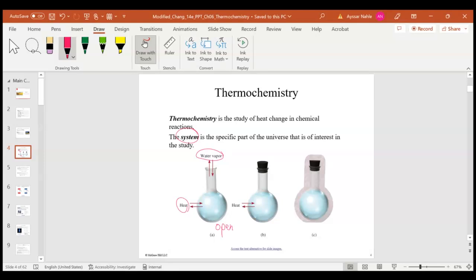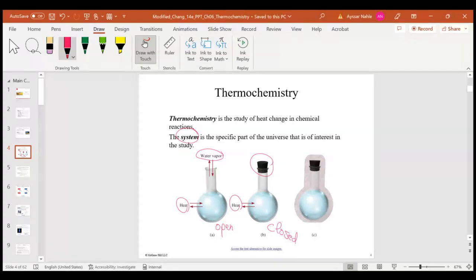The other type of system we call a closed system. Now you can see here the system is closed. As the system is closed, the material cannot leave the container and no material can enter the container. Is it clear? But the heat can go out or the heat can go in because it's not insulated or isolated.